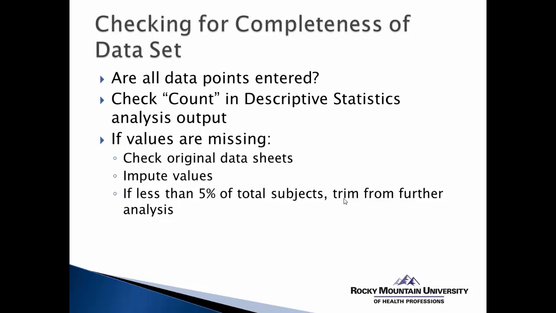So let's first talk about checking for completeness of a data set. What this means is basically, are all data points entered? So if we had 30 subjects that we're collecting data on, do we have 30 data points? Or do we have data that is missing? This becomes important because if we have missing data points, this could result in an incomplete data set, or a data set that does not represent the sample as we expect it to. So if you know how many subjects you are supposed to have collected data on, it's really just a matter of making sure all those data points are available.